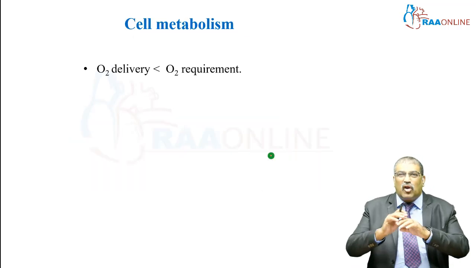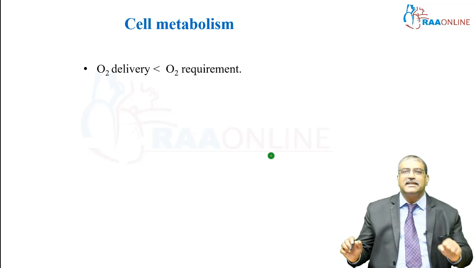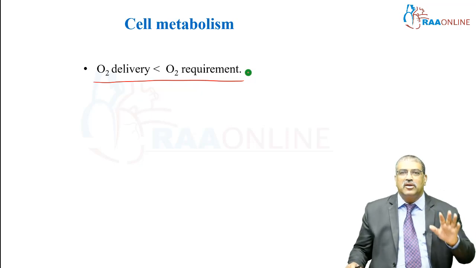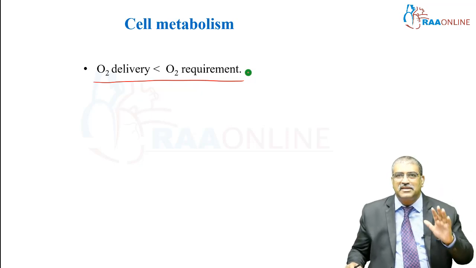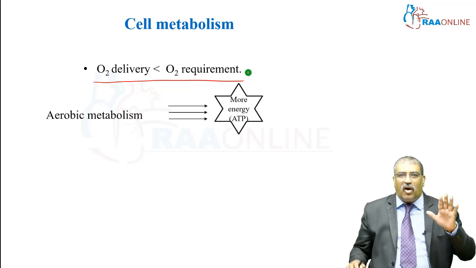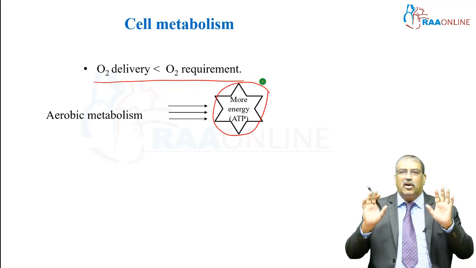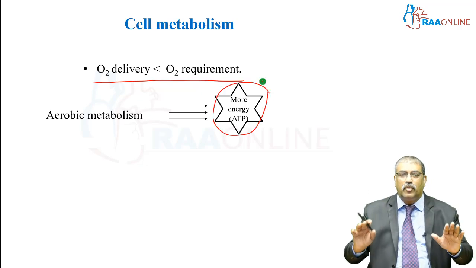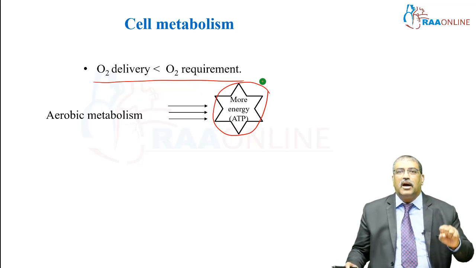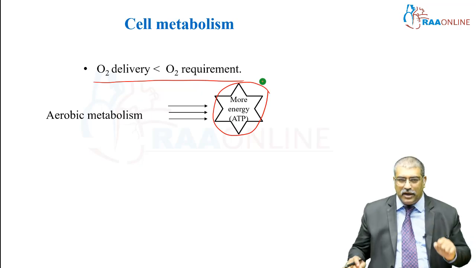Now, coming to common pathological features of all types of shock. As I said earlier, your oxygen delivery does not meet the oxygen requirement. Your oxygen delivery is less than the requirement. Whenever oxygen is there, more ATP is produced. Normally, when oxygen is delivered in sufficient amount, it undergoes nice aerobic metabolism, and a lot of the energy which is required, like ATP production, will be really good.